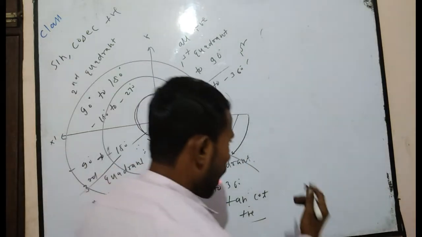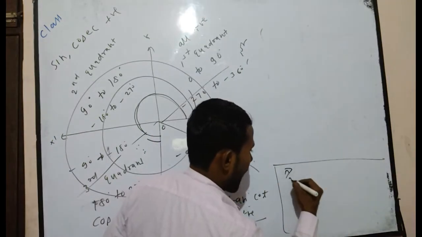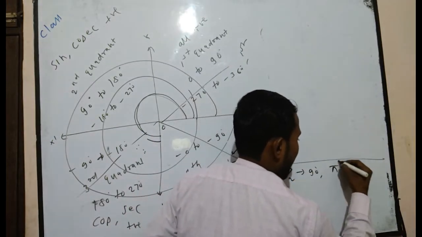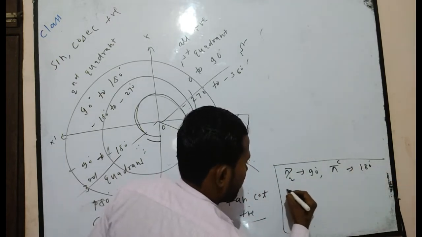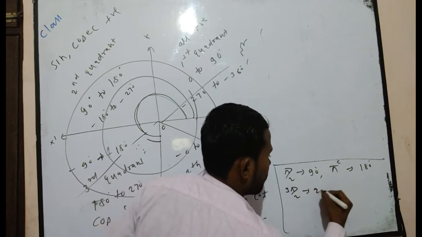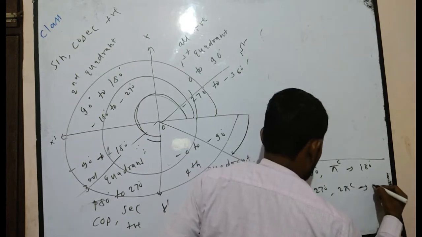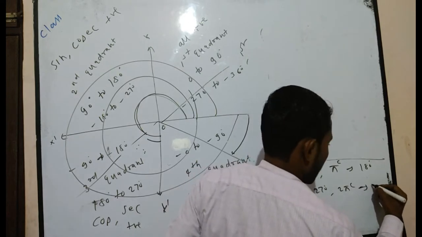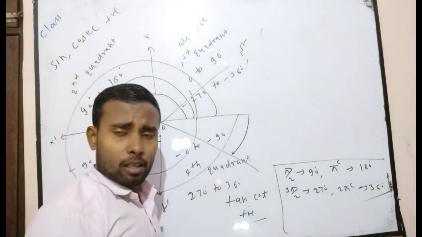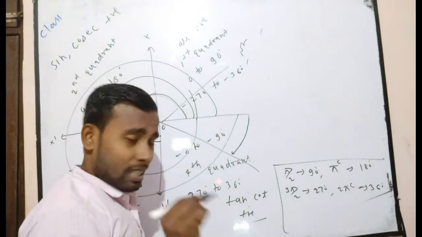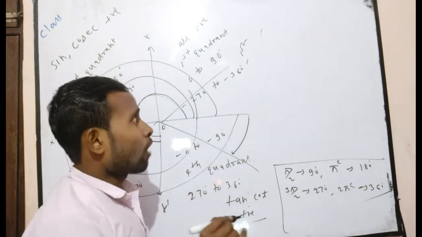And you have to always keep in mind: pi by 2 means 90 degree, pi radian means 180 degree, 3 pi by 2 means 270 degree, 2 pi radian means 360 degree. Now I will discuss the next formula. How can you remember?